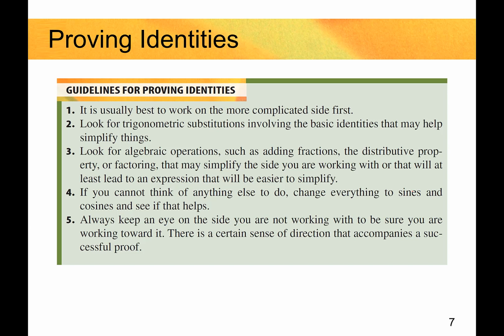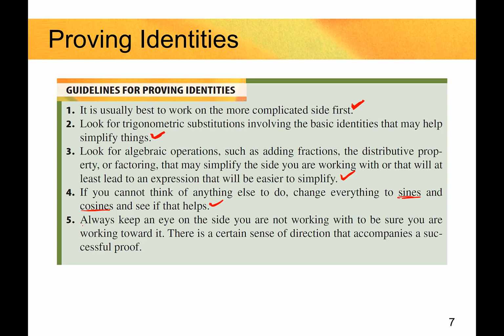All right, this is the way the book looks at it and kind of gives you the guidelines. It says, look, you want to start off working out the complicated side first. You want to look for substitutions you can make to simplify things. Think about adding fractions, the distributive property, all the things you normally do to simplify expressions. Change things into sines and cosines, and if you can do that, that would help a lot as well.